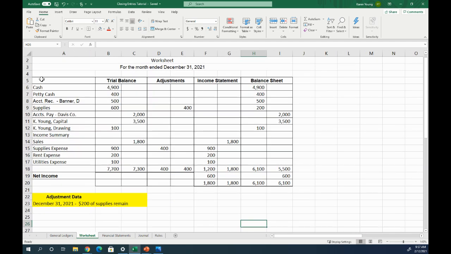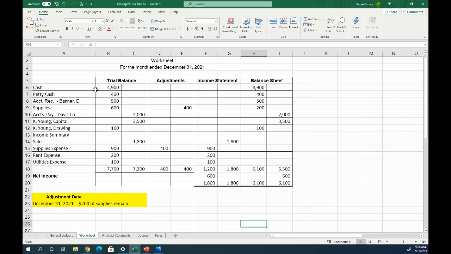Okay, so let's take a look at cash. Cash has a $4,900 balance. At the end of a fiscal period, should that account remain the same? In other words, this is December 31st, 2021. Would it make sense for me to start January 1 with $4,900 of cash? Of course it does. Cash is a permanent account. When you finish one year, you start the next year with the same amount of cash, correct?